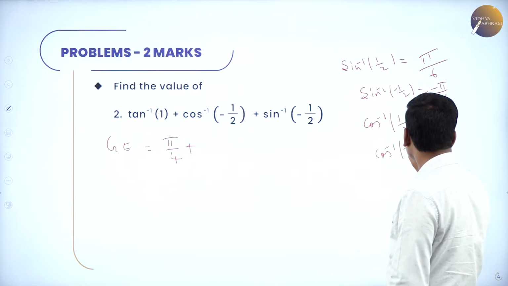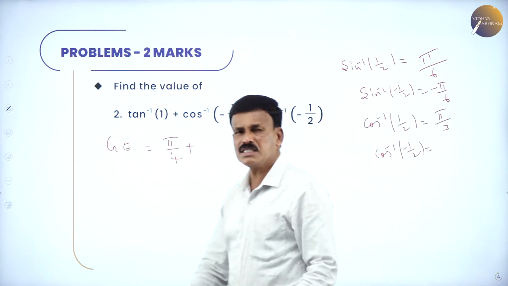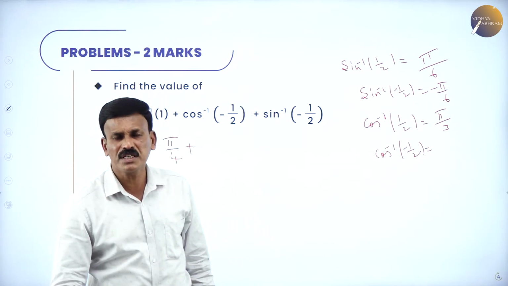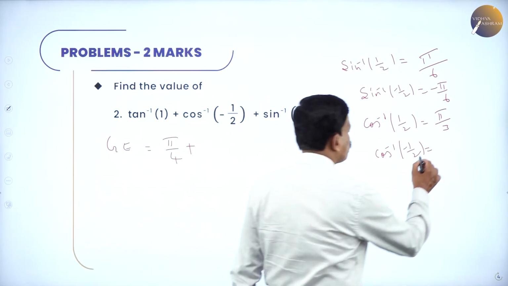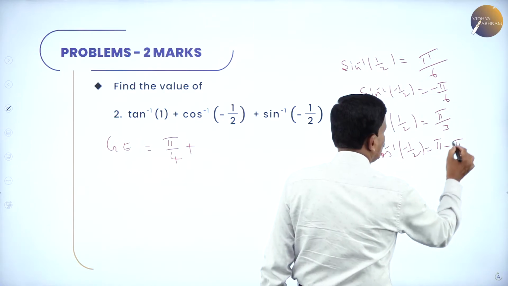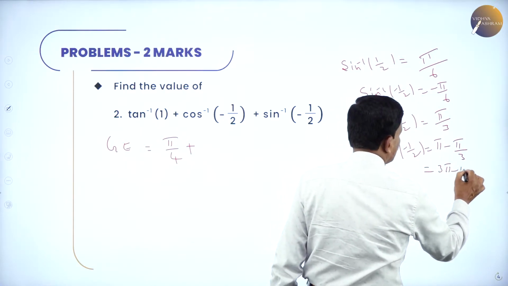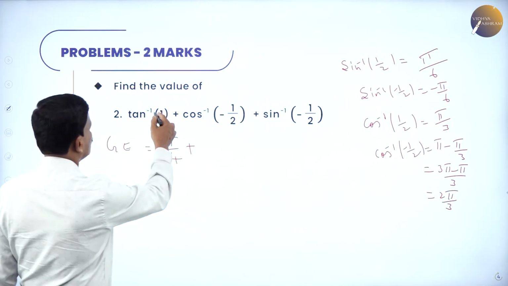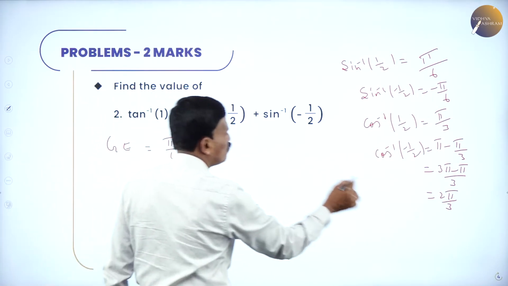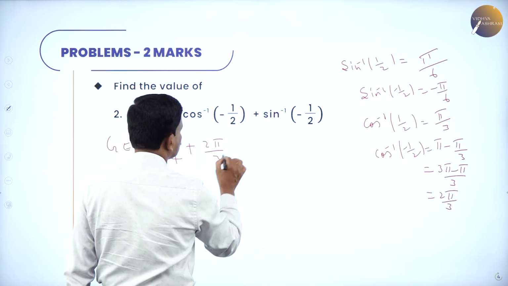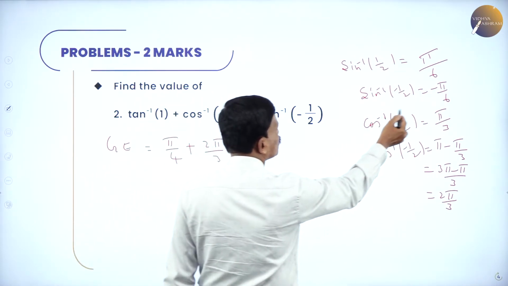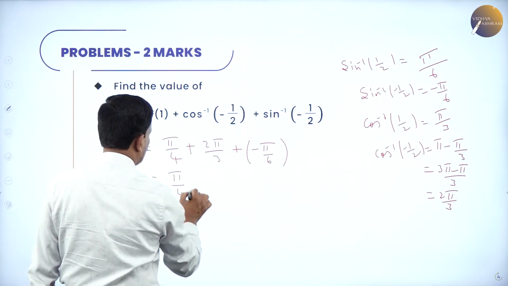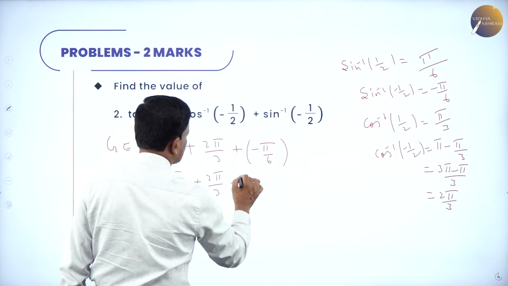Whereas cos inverse of minus 1 by 2, as I told, cos inverse of minus x is also equal to pi minus cos inverse of x. So for negative value of cos, we use pi minus that particular angle: pi minus pi by 3, 3 pi minus pi by 3, this is equal to 2 pi by 3. Let me substitute those values. Tan inverse of 1 is pi by 4, cos inverse of minus 1 by 2 is 2 pi by 3, plus sine inverse of minus 1 by 2 is minus pi by 6. This is equal to pi by 4 plus 2 pi by 3 minus pi by 6.